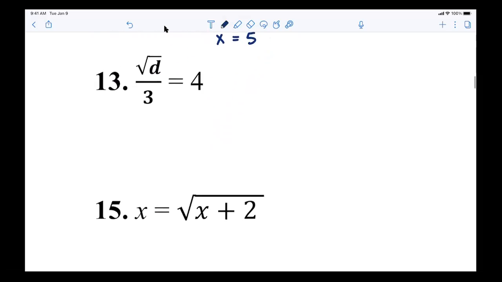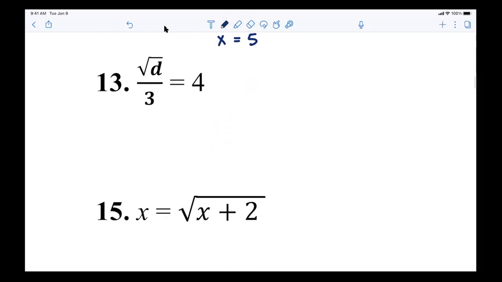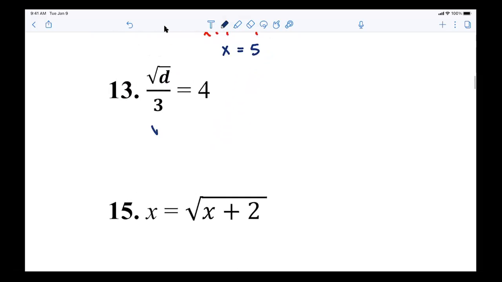13, I have to isolate first. So how do I get rid of dividing by 3? Multiplying by 3. All right, so that leaves me with the square root of d is equal to 12. Square both sides. D equals 144.